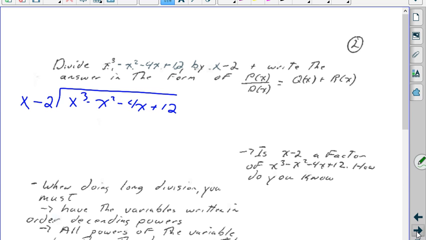So first step, what times x gets you x cubed? Because we want to do the process to try to get rid of this first term. Well, now notice where I put the x squared. I put it above the x squared term. It's just a tidiness issue that makes life a little easier. So my line that's going to go down here is x squared times x minus 2. I'm going to multiply that x squared by both terms. x cubed minus 2x squared.